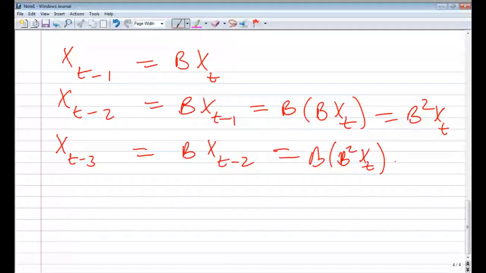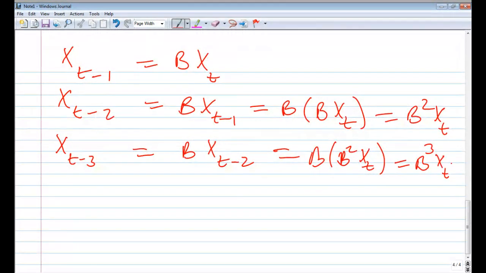When you open the brackets, you are going to get what? B cubed xt. So in other words, xt minus 3 is equal to b cubed xt. So if you can just go like that, we end up generalizing. Xt minus j will be equal to b to what? Xt minus 3 is equal to b cubed xt. What about xt minus j? Will be equal to b what xt?